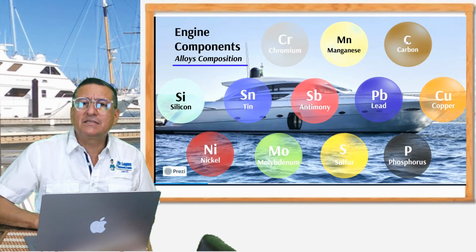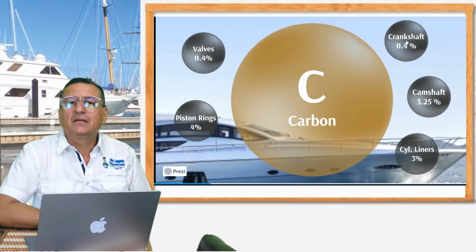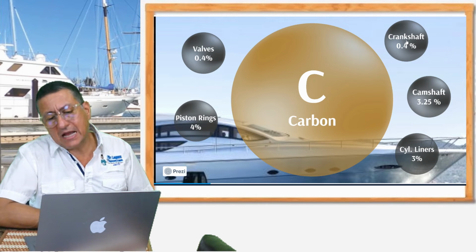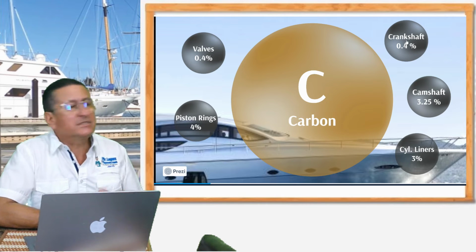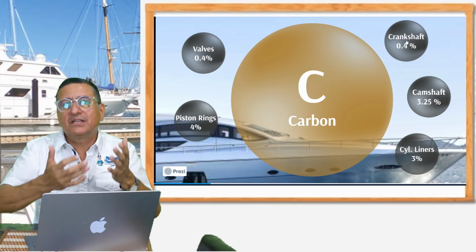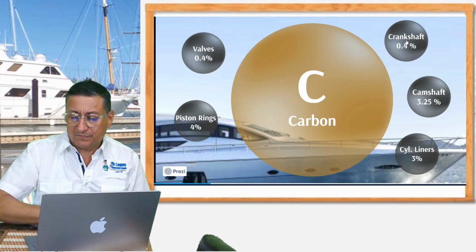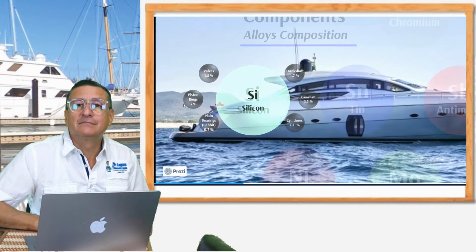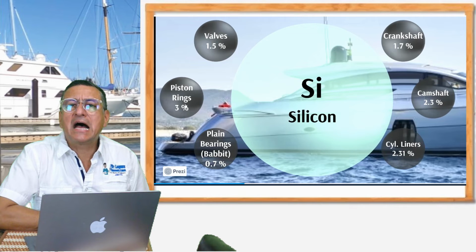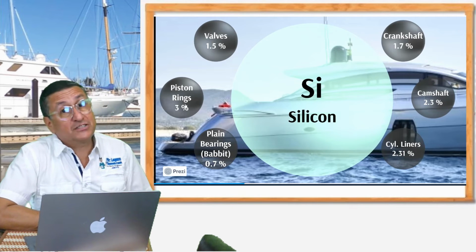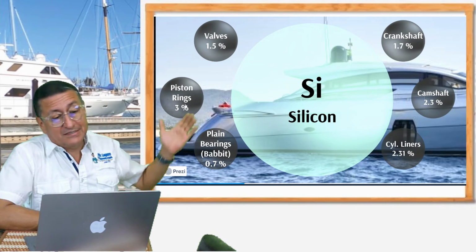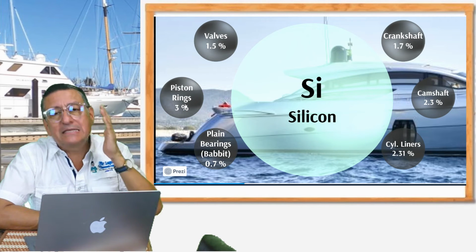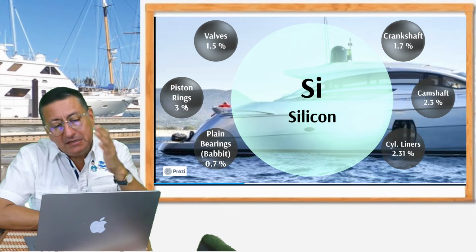Okay, we are going to analyze what happened with carbon. In what elements do I have high concentration of carbon? Once again, crankshaft, camshaft, cylinder liners, piston rings, and valves. And we know the situation in each of those. And now we are going to analyze what happened with silica. Where did I find that high content of silica? On the crankshaft, camshaft, cylinder liners, valves, piston rings, plain bearings, practically the same elements. And the analysis is exactly the same.